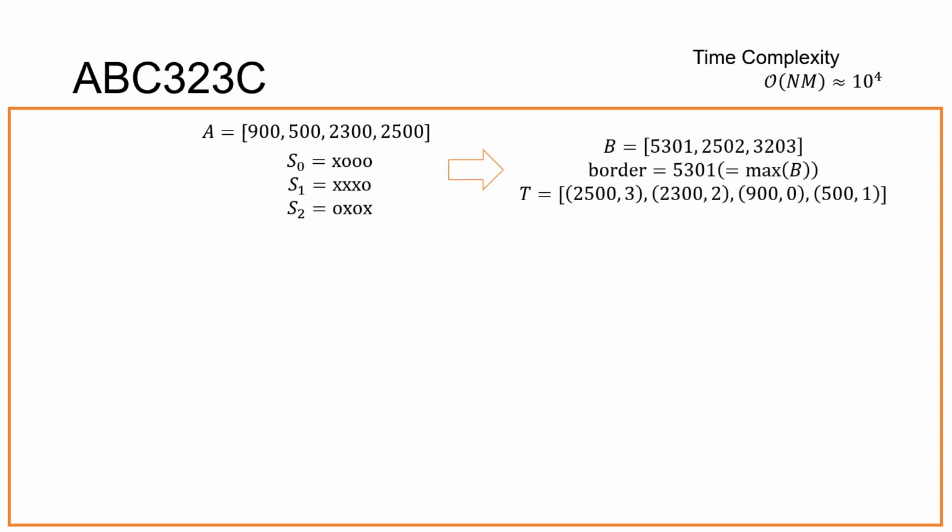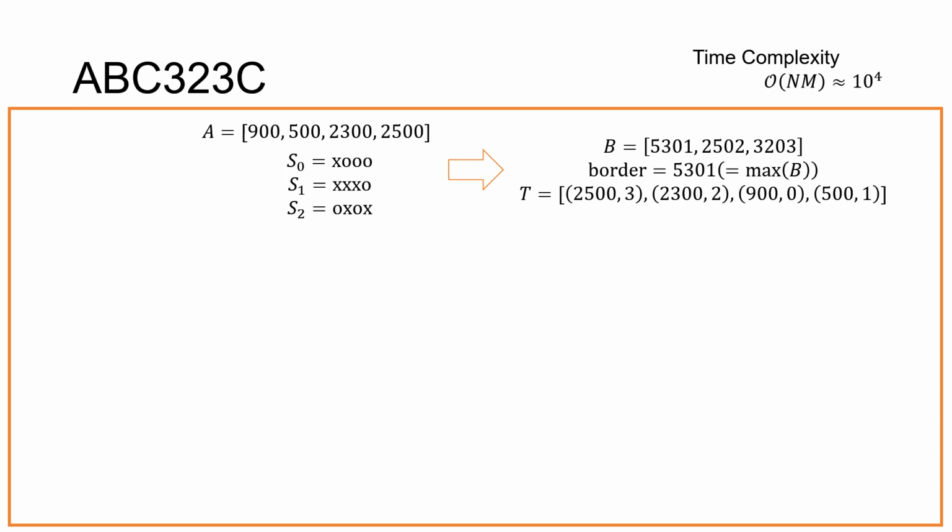Firstly, we should compute the current scores for each player. We put the values into list B. Don't forget to add a bonus score. Then we know the border score by taking the maximum of B.